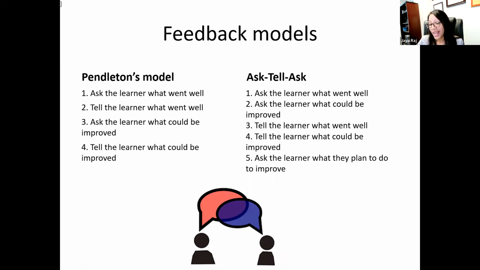And then both models end with the learner taking ownership of their learning plan. So they have to come up, with your guidance, with their improvement or action plan.